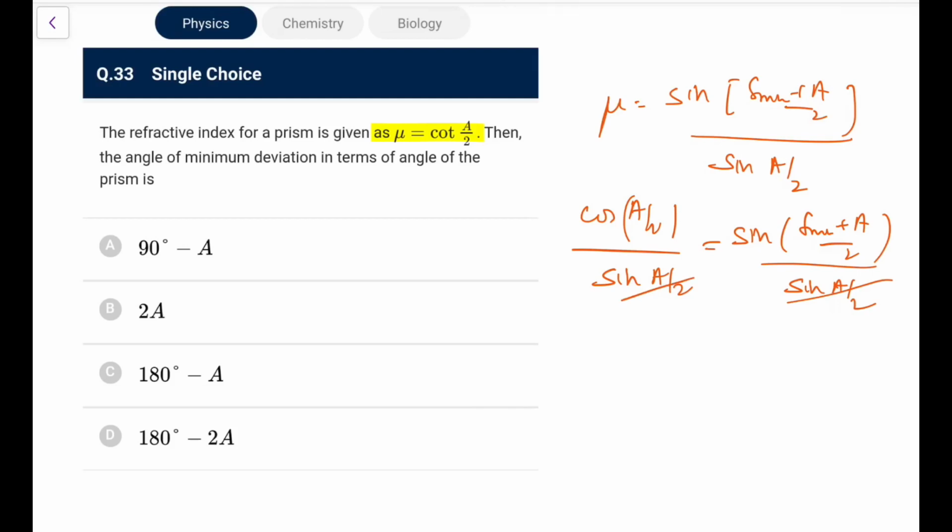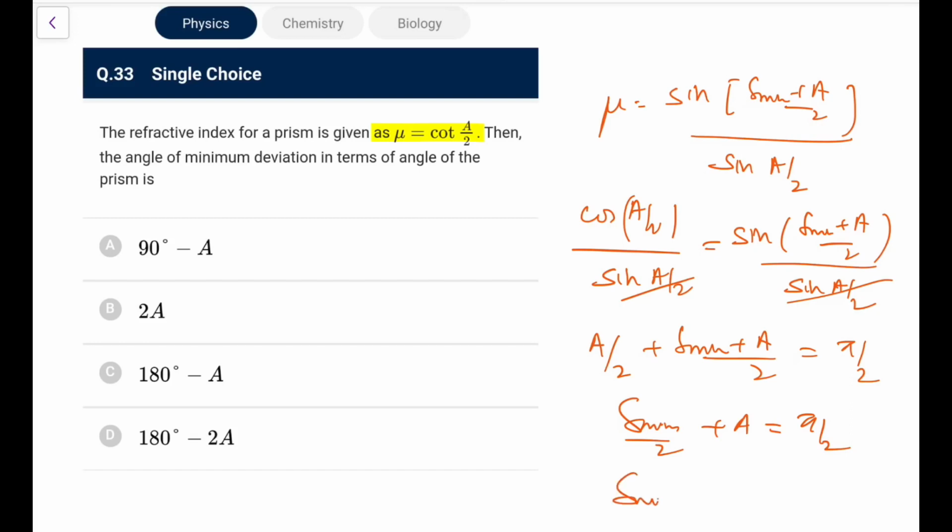So sine is equal to cos, that means what we can say, this should be 90 minus theta. So A by 2 should be equal to 90 plus theta, or you can say the total is 90, that would be the better thing. A by 2 plus delta minimum plus A by 2 would be equal to pi by 2. So what we have, delta min by 2 plus A is equal to pi by 2. So delta min is equal to 2 times of pi by 2 minus A, that is pi minus 2A. So go for option D. In this particular case, it would be pi minus 2A.